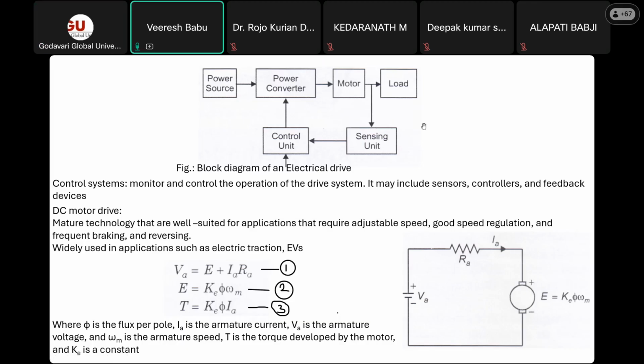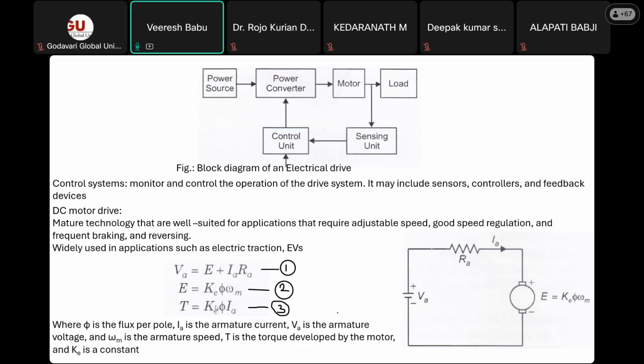So here, a small piece of information I just want to talk about and then I'll close it. This is the arrangement you are having. This is a motor, right? And this is the supply you are giving it, the current you are passing to it. Now, when you want to calculate VA, this is equal to E plus IARA, right?